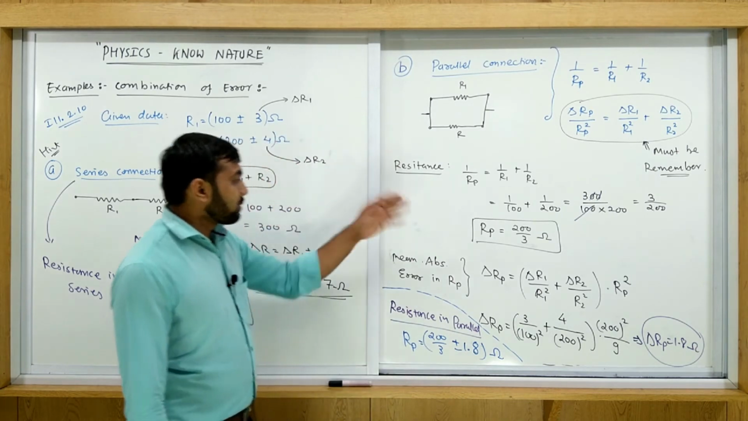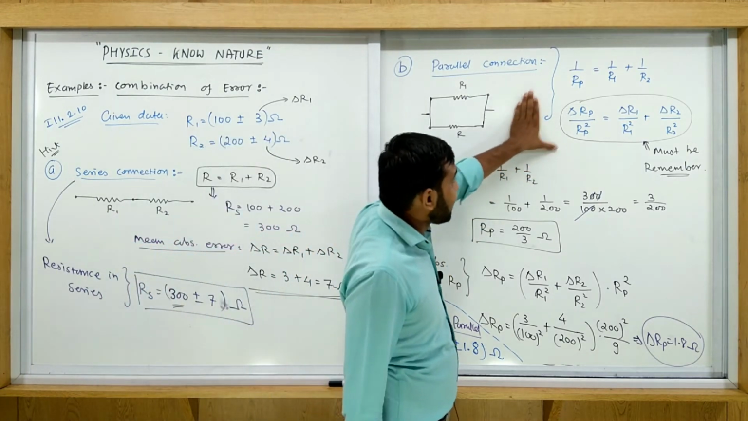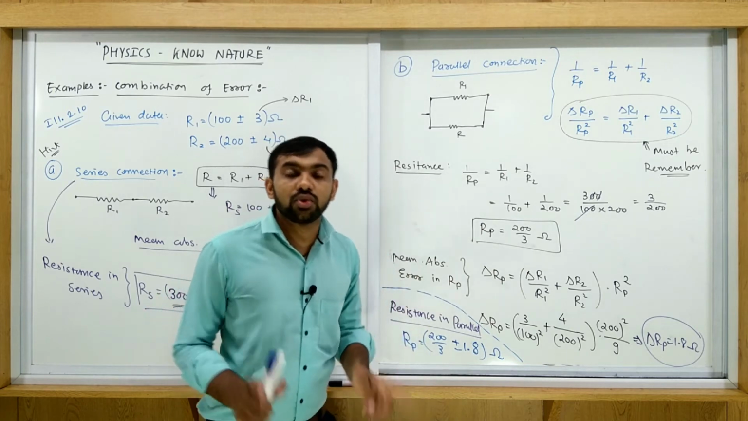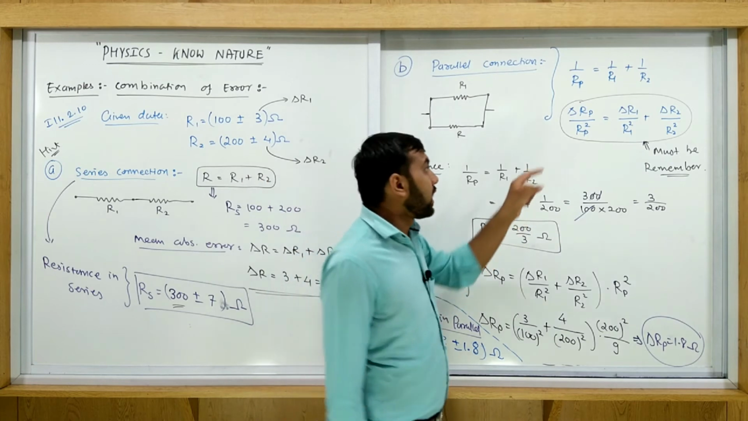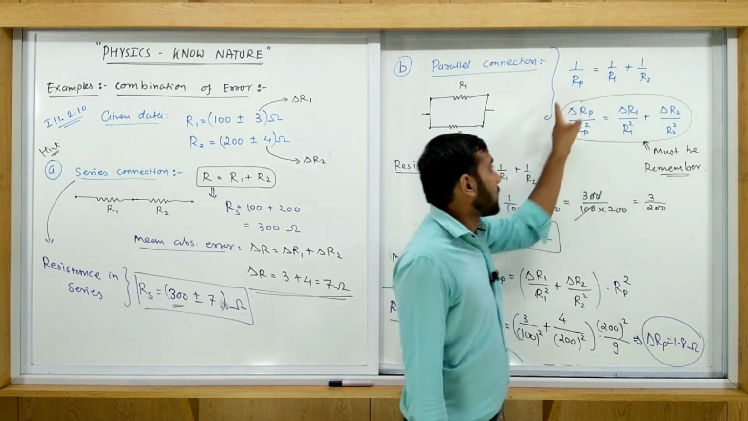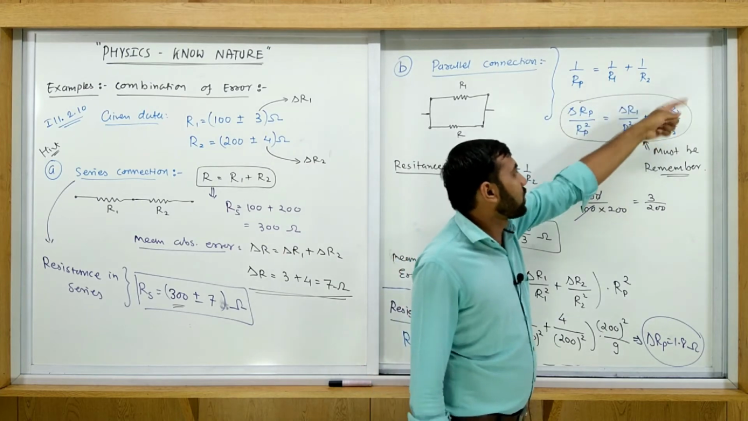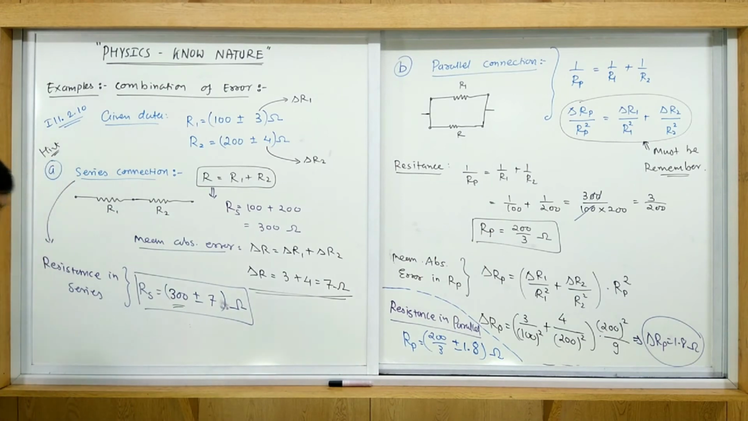All of you must note this example in your books, and again mark this relation. Whenever a summation of reciprocals is given to you, the error is given in this way: delta upon square is equal to delta upon square plus delta upon square plus delta upon square, like this. Note it in your books properly.